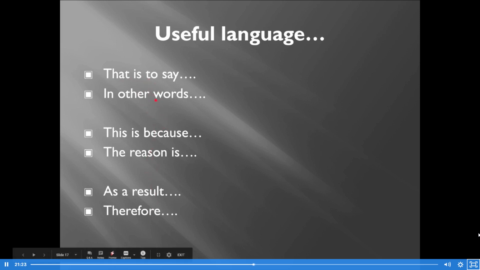So "that is to say" or "in other words": this is where you take your topic sentence and you explain what it means. So this is often a good way to start your explanation, because you're taking the main ideas and you're explaining what they mean. You don't always have to use these, but if you think that the reader would benefit from you explaining what your main point means, then you can use something like this. If you're providing reasoning or explaining things a bit more, then you can just simply say "this is because" or "the reason is." And if you're talking about the result of something, you can say "as a result" or "therefore." But again, just to repeat, you're not going to use these robotically.